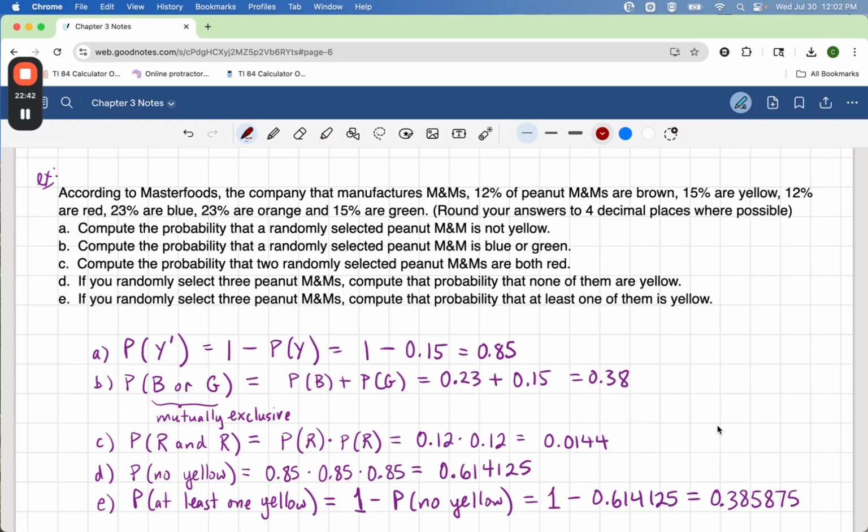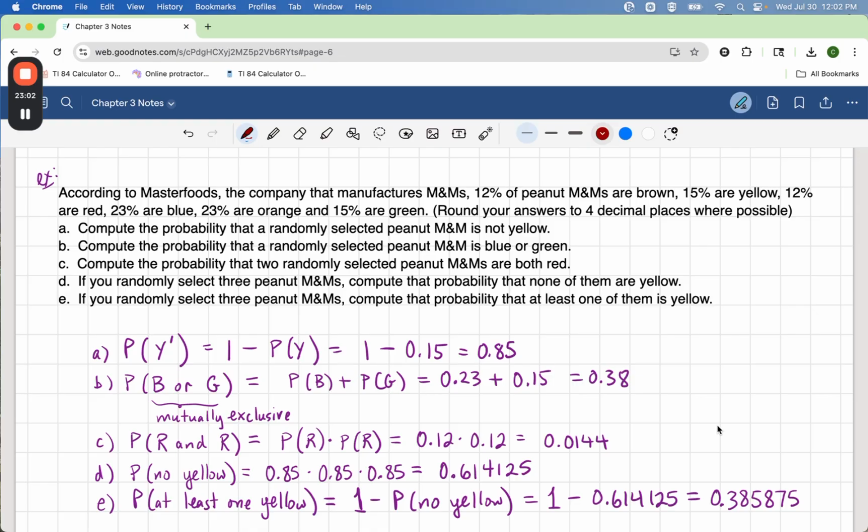If you randomly select 3 peanut M&Ms, compute the probability that none of them is yellow. Well, 85% chance it's not yellow, so we just multiply that by itself 3 times, and you get 0.614125. So that's the probability you get no yellow in 3 draws, right?